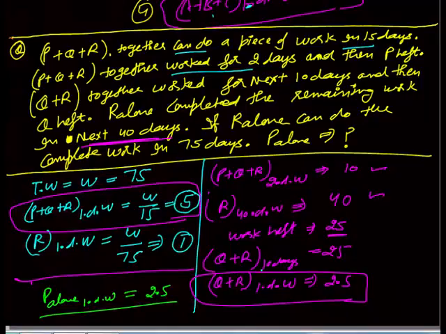So how many days will he take to complete the work? Total work is 75, and in 1 day he is doing 2.5. So the total number of days will be 75 by 2.5, that is 30. 30 would be our final answer. So P alone will take 30 days to complete the work.